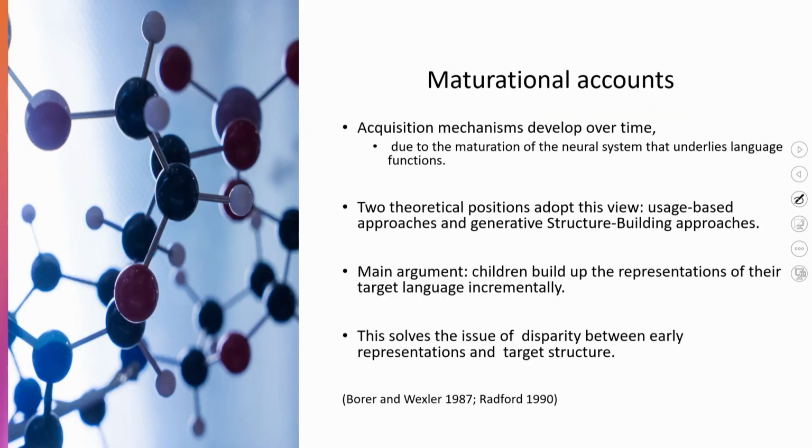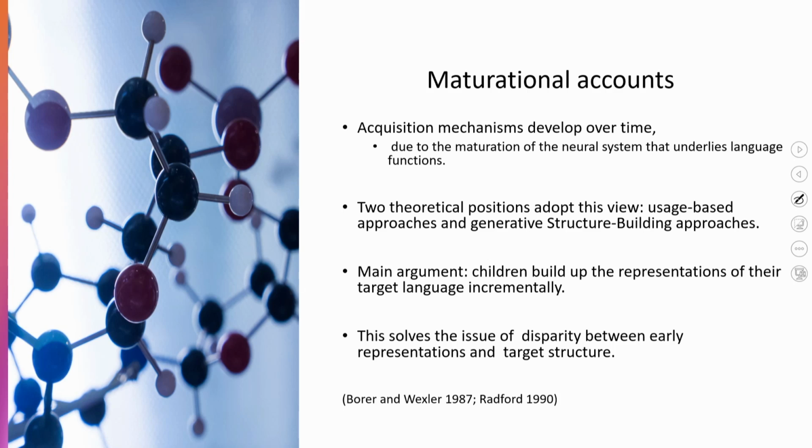So, the maturational account looks at the development of the syntactic knowledge over a period of time, because it is focused mostly on the maturational stages. As a result, the child starts simple, and over a period of time they build up their knowledge and then eventually acquire the target language structure. So, the child's grammar and the target grammar hence are not the same in the very beginning.